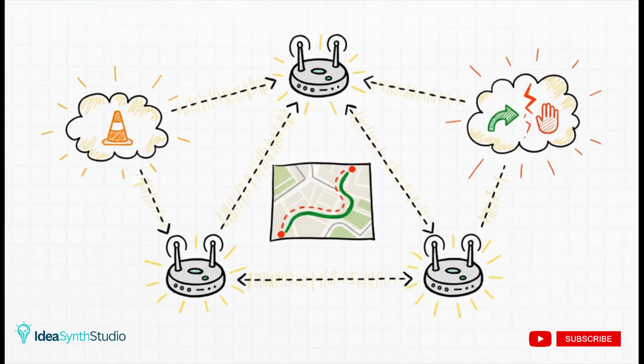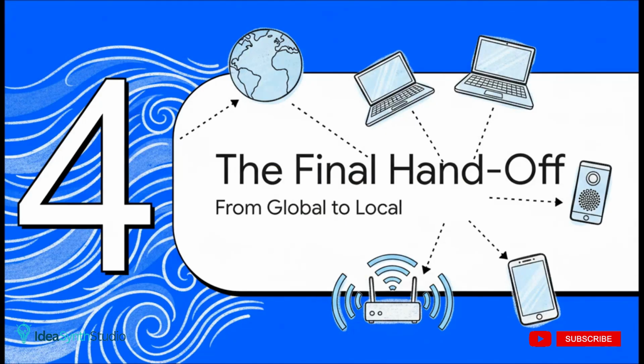But here's the really cool part. These maps aren't static. They're not printed out and then outdated a minute later. Nope, they are alive, constantly being updated. Routers are always talking to each other, using special protocols like OSPF and BGP, sharing real-time info about traffic jams, new shortcuts, or maybe closed roads. It's a living map.